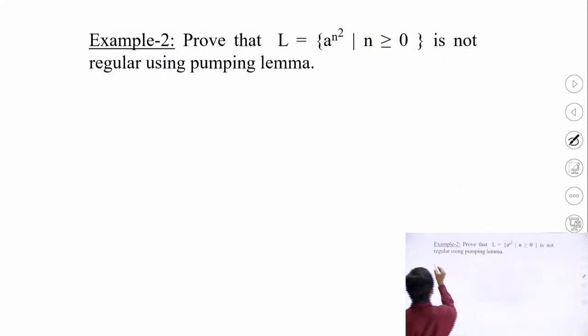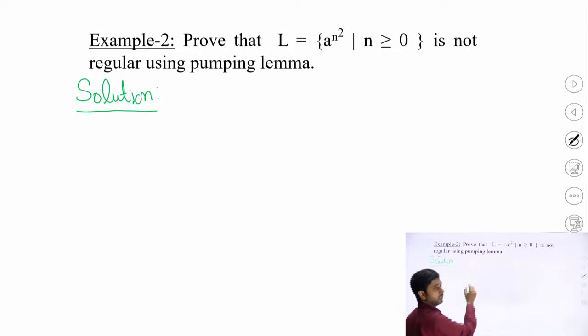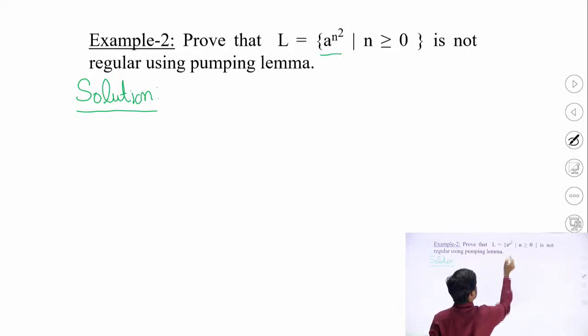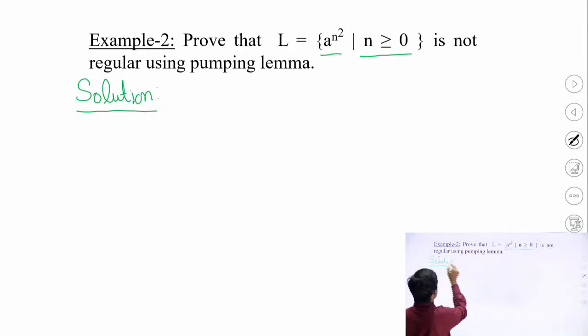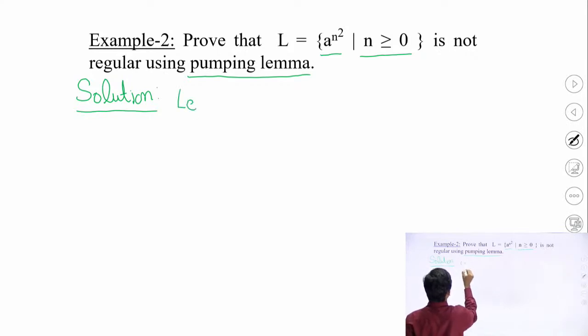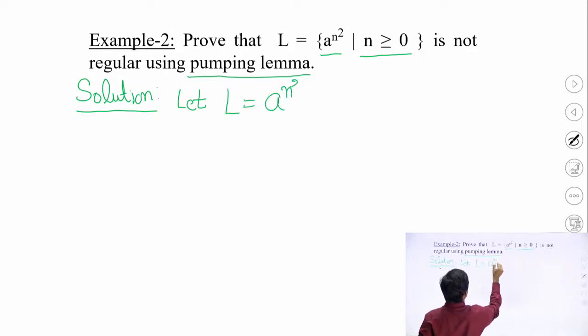Now see the next question. Prove that language L equal to a raised to power n square, where n is greater than or equal to 0, is not regular using the pumping lemma theorem. We apply the same procedure. So here, let language L, which is equal to a raised to power n square, be regular.